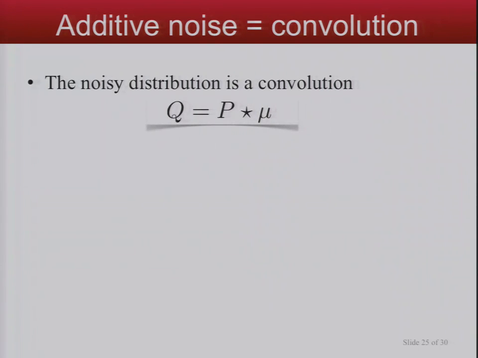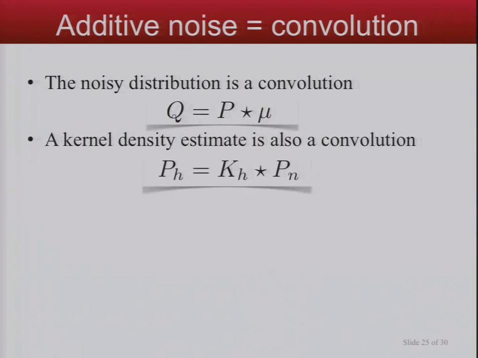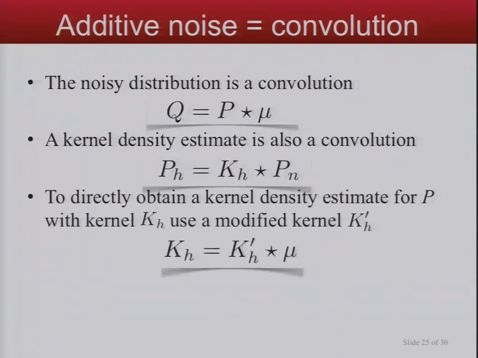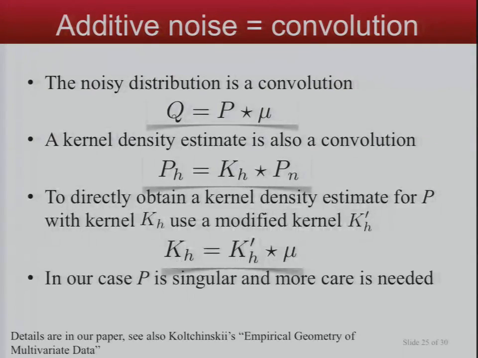The first observation is that the noisy distribution is a convolution, because the noise is additive. It's a convolution between the noiseless density and the density of the noise. The second observation is that a kernel density estimate is also a convolution: a convolution of your kernel with your empirical distribution. So now it's easy to see that if you wanted to directly estimate the distribution P given samples from Q, you would use a kernel density estimate, but you would modify it in a certain way, and that's what's given by this equation, and that's the only take home. So deconvolution essentially says modify the kernel in some way and then do a density estimate.